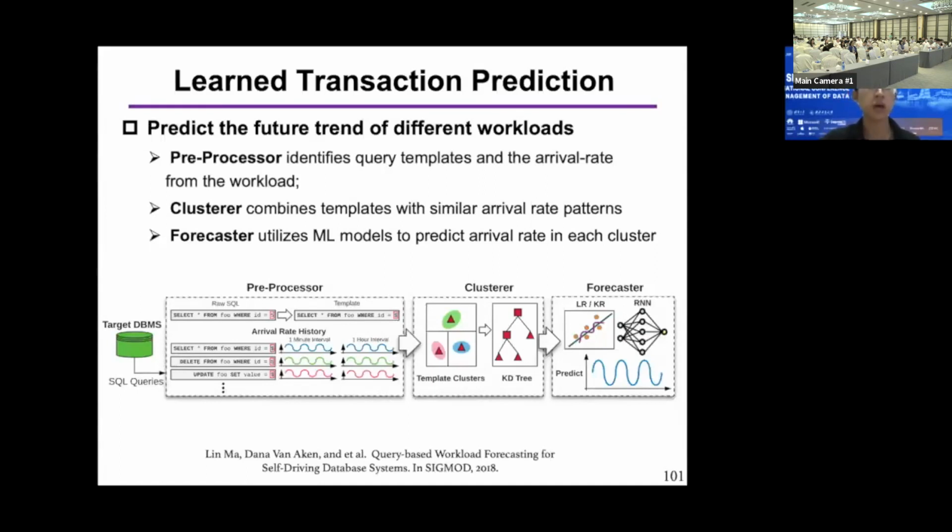So Ma has proposed a learning-based method to predict the future trend of different workloads. In the first part, it identifies the query templates and the arrival rate from the workload, and then it combines templates with a clustering-based algorithm based on the arrival rate patterns, and finally, it will forecast the arrival rate of the new queries based on the clustering method.